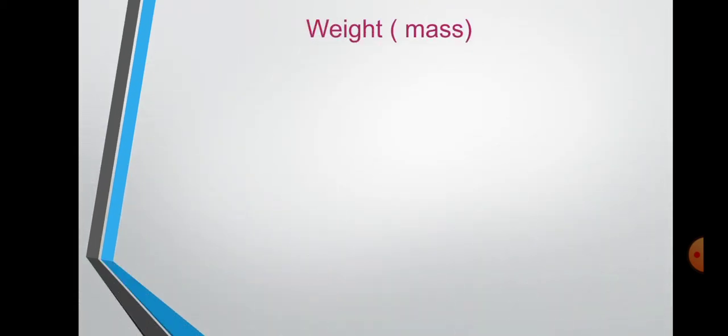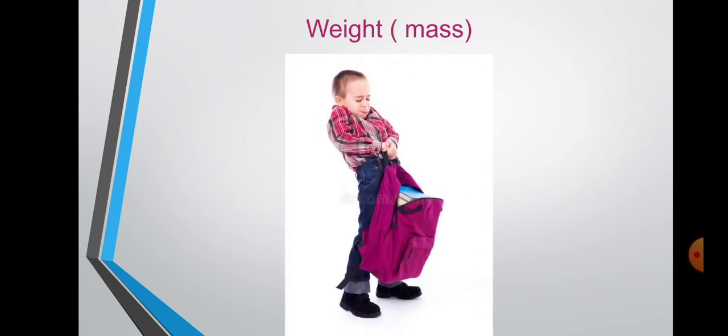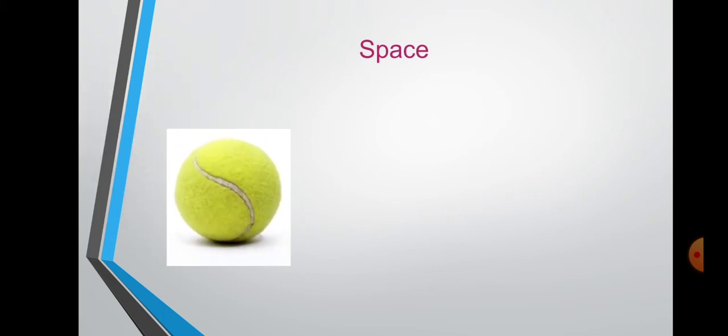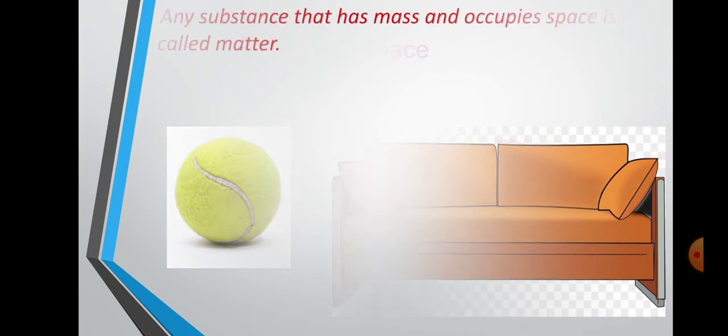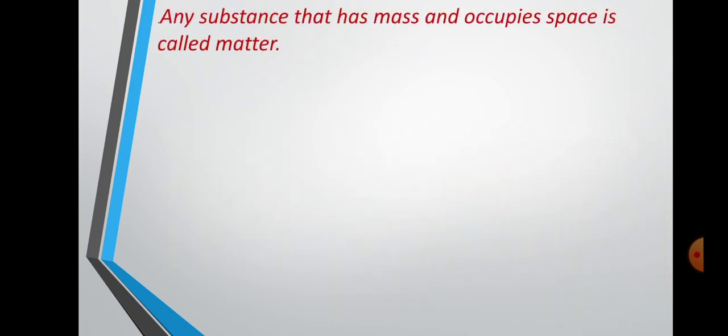I am sure you are already aware of what weight is. It's just how heavy something is. But what do you mean by taking up space? Space is that which something occupies. For example, the ball takes up a small space while the sofa occupies a large space. So, any substance that has mass and occupies space is called matter.